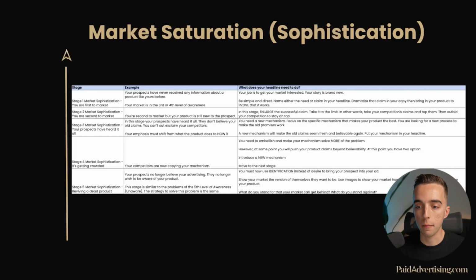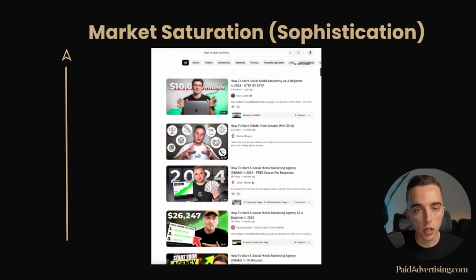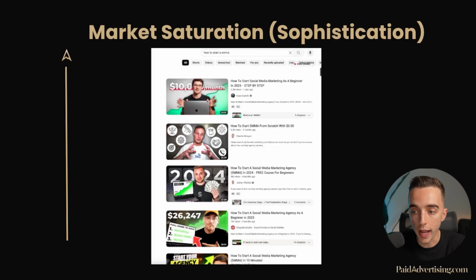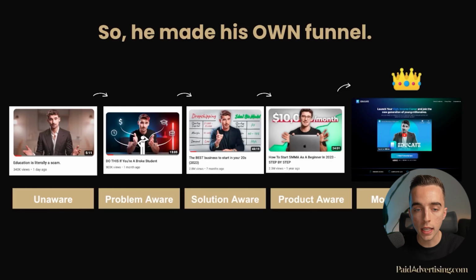What's been happening right now is that Iman, going back to it, realized, if I keep making videos, the people who are already agency owners, who already are problem and solution aware, now at that point they're product aware, meaning they know of all the courses they can buy. So the saturation is really going up in my market. People are becoming more and more aware about what I do and what others like me do. So I'm no different than all these other gurus that rank for the same videos, how to start an SMMA. How do you differentiate yourself at that point? Through making your own funnel.